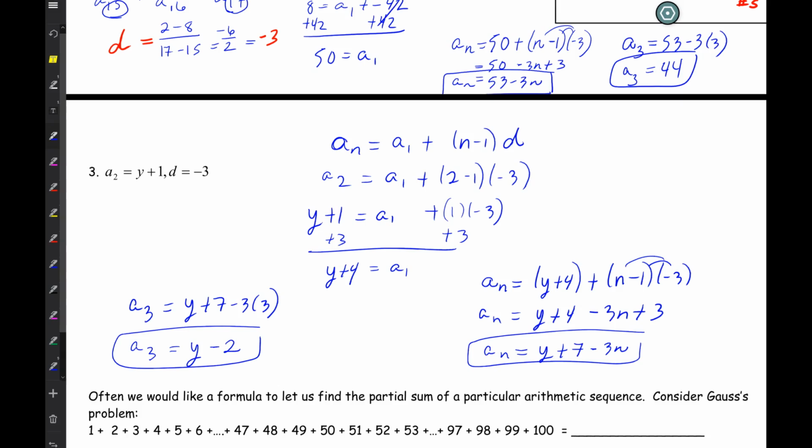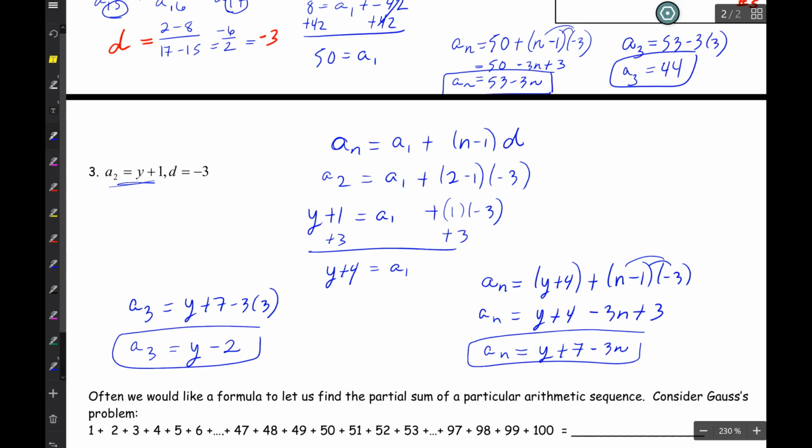I started with the generic formula, and I said, okay, any term can be found using the first term plus n minus 1 times d. Then I worked backwards with the fact that I knew what the second term was. So I said when n is 2, the term comes out to be y plus 1. So I said y plus 1 is equal to the first term plus 2 minus 1, because n is 2, times negative 3. And that's how I found the first term.